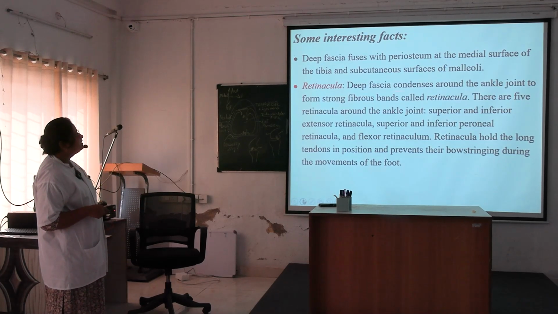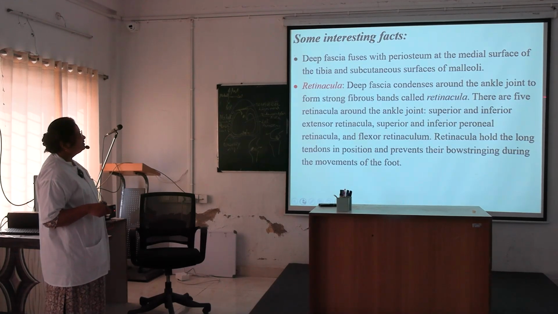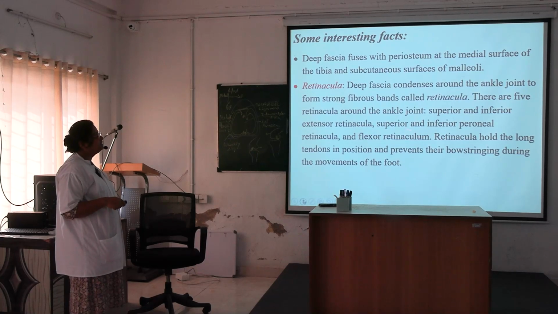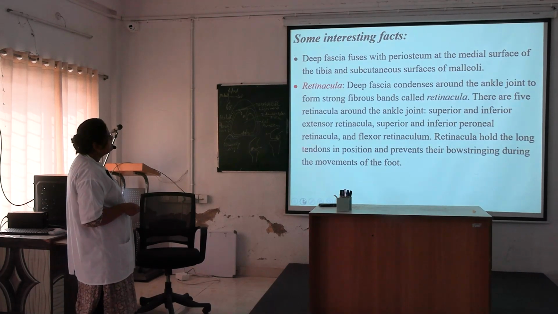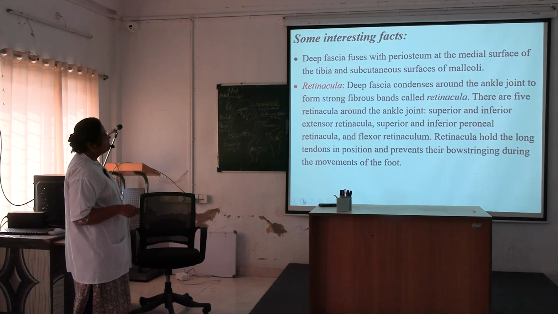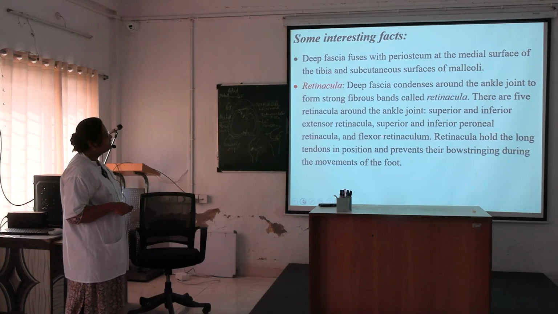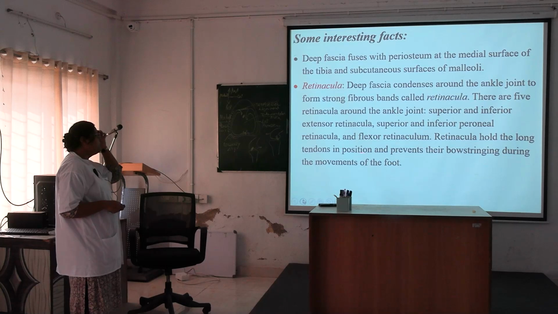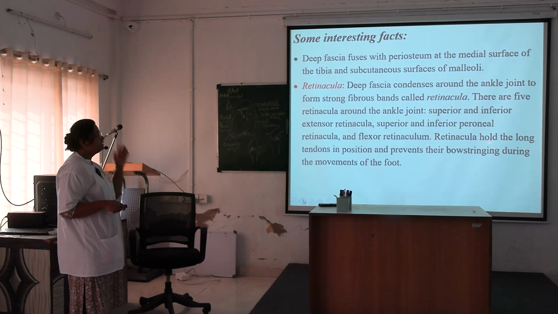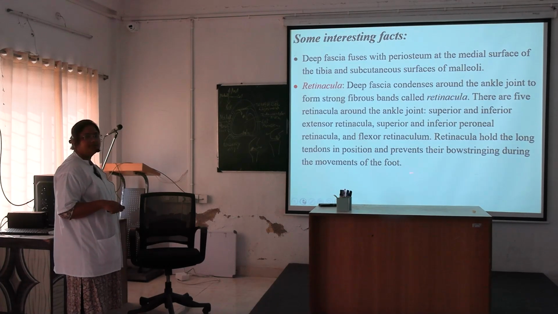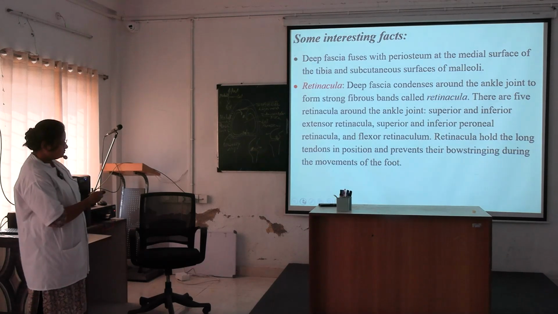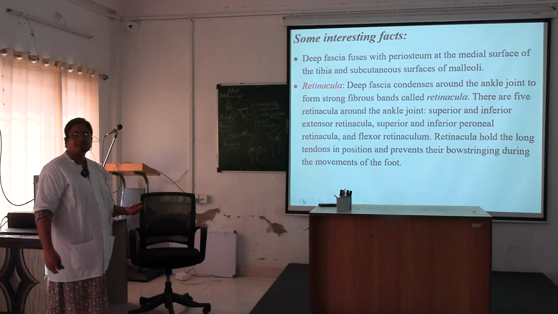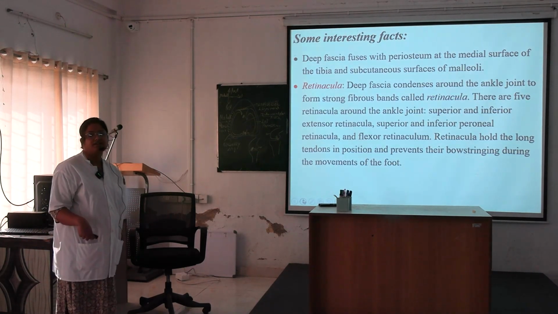Retinacula: deep fascia condenses around the ankle joint to form strong fibrous bands called the retinacula, and there are 5 retinacula around the ankle joint. Superior and inferior extensor retinacula, superior and inferior peroneal retinacula, and flexor retinacula. These retinacula hold the long tendons in position and prevent their bowstringing during the movement of the foot, so that they cannot displace during flexion of the foot and the ankle.